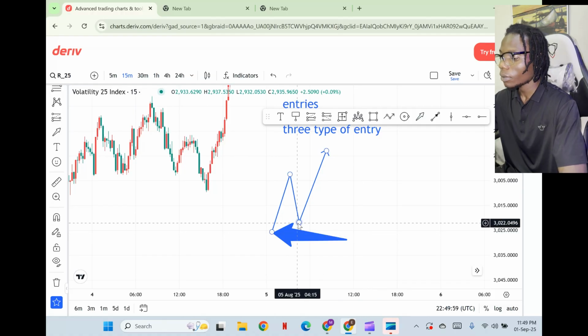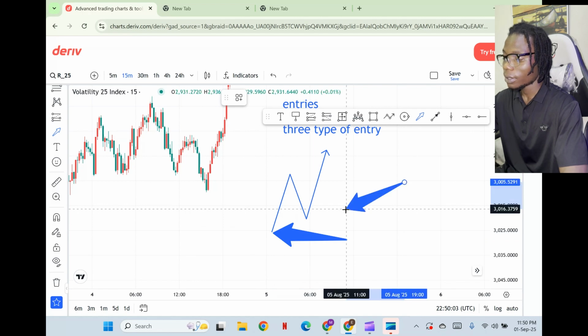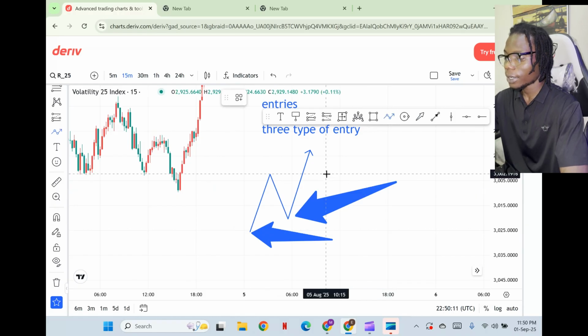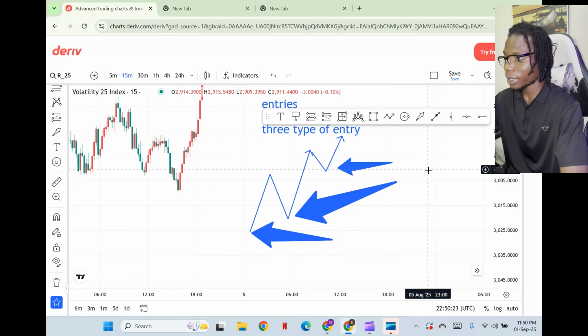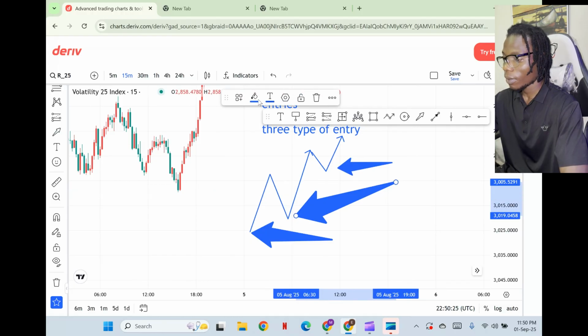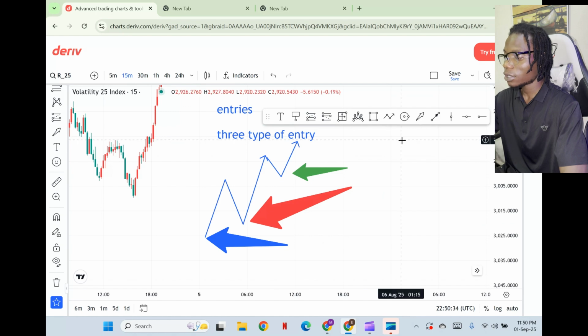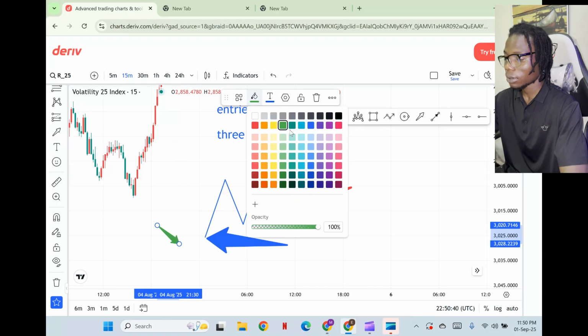Then your second entry will be the pullback, right? Your third entry will be your break and retest. There'll be a break above here, then a slight retest. So your third will be your break and retest. Let me change this color.